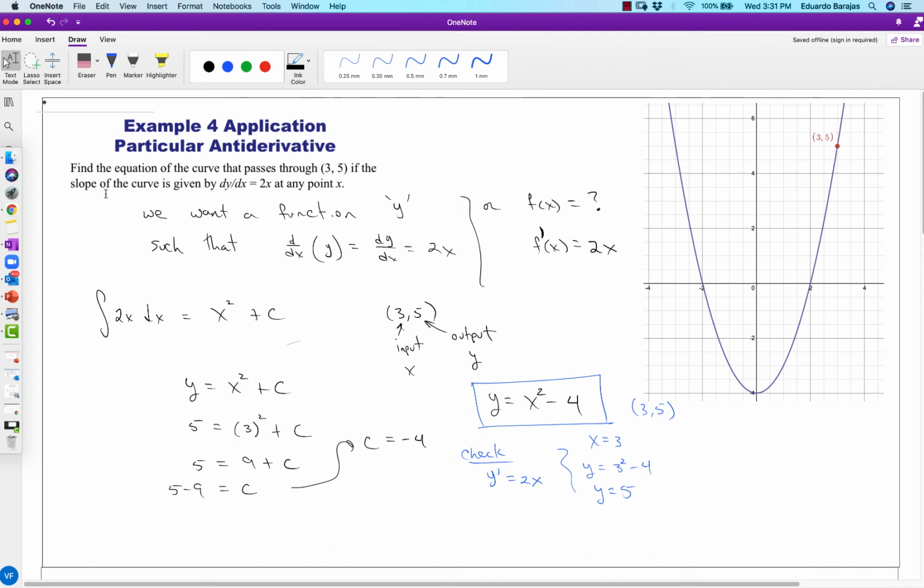Okay, so the question was to find a function, find a curve that satisfies these two conditions. Its derivative must be equal to 2x, and it must go through the point (3, 5). And so we found it right here. So this is the function that satisfies that. This is the equation y equals x squared minus 4, right? It's just a parabola that's been shifted down and has a vertex down here at the point (0, negative 4).